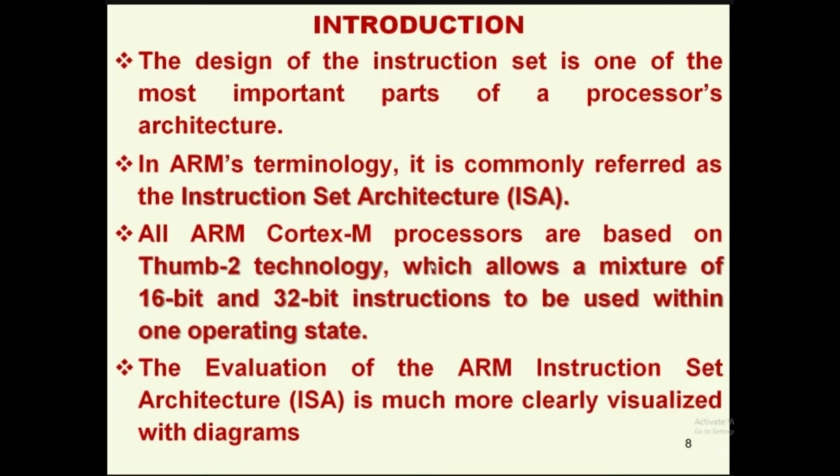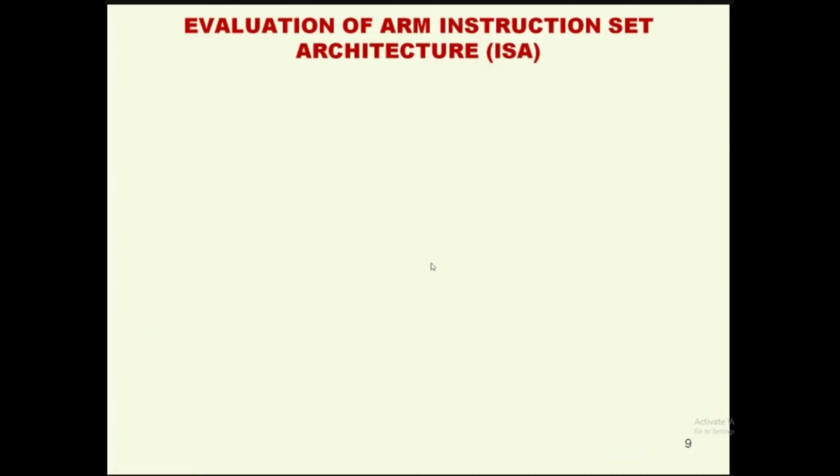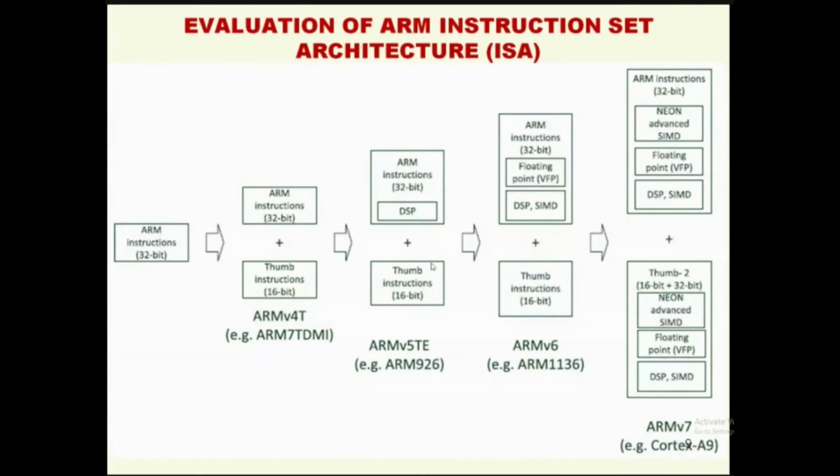The evolution of ARM instruction set architecture is much more clearly visualized with diagrams. Here you can see the complete overview of the diagram, as we have seen right now about the versions. Earlier, there were only ARM instructions, which are 32-bit. After the ARM processor, which is a 32-bit processor, was introduced and people started developing applications using it, they identified one drawback of memory constraint.